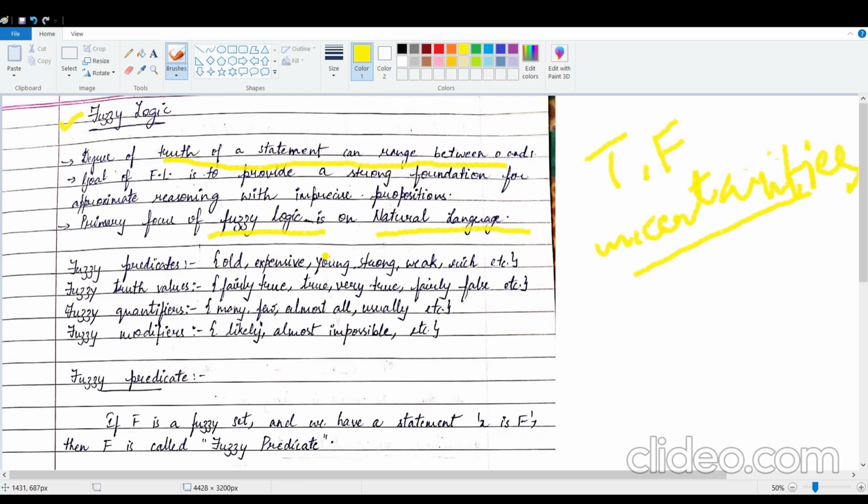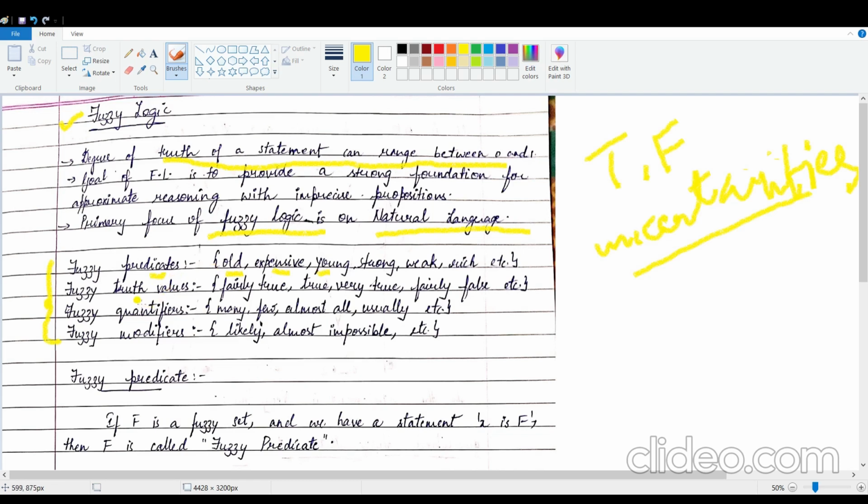sentences. Now fuzzy logic consists of four main components: fuzzy predicates, fuzzy truth values, fuzzy quantifiers, and fuzzy modifiers. So what are fuzzy predicates in terms of regular English words? You could consider something like old, expensive, young. These could also be called your predicates, as in predicate logic. But there is a clear difference between that definition and this definition, and that will be much clearer when I get to these topics in much more detail.